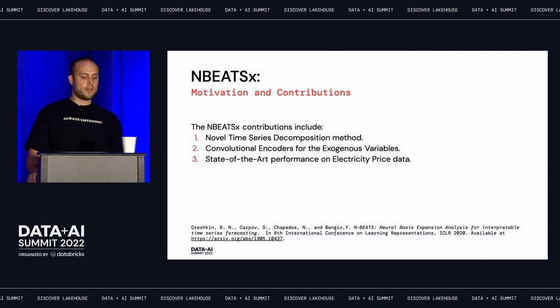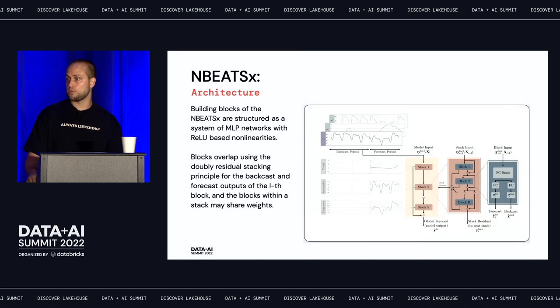So the contributions that we are making to the field are that we are building upon this novel time series decomposition method that renders explainability. And we are also including exogenous encoders to model the impact of those exogenous variables. At the end, we test this model with different benchmark datasets, and we are able to achieve state-of-the-art performance on electricity price data. The models, again, are available for everyone to use, so you can test them on your own data.